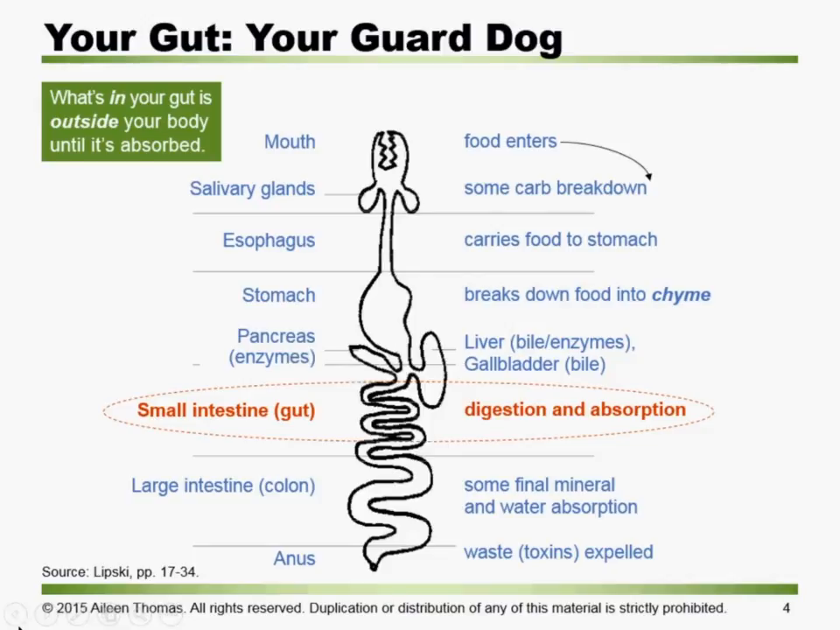You eat some food and immediately your saliva starts breaking it down. Then you swallow it and it goes to your stomach where hydrochloric acid breaks it down further into a pasty mixture called chyme. When the chyme hits your gut, it gets digested with the help of enzymes and bile from your pancreas, liver, and gallbladder, meaning it gets broken down even further before it's absorbed.